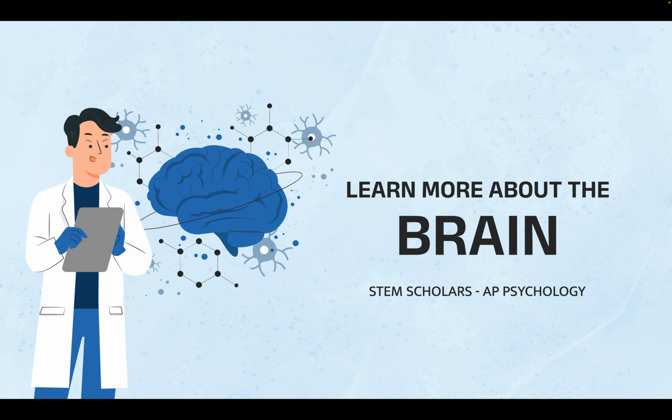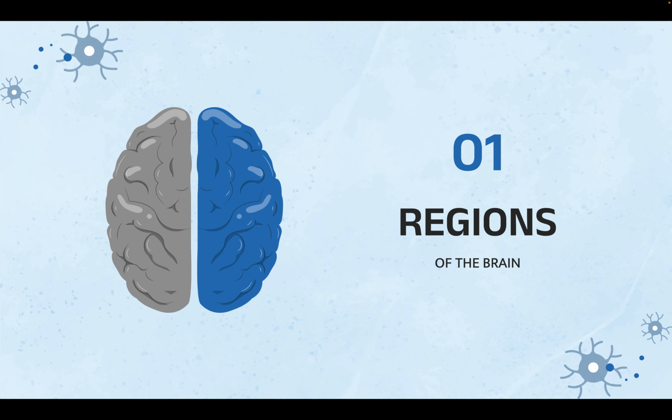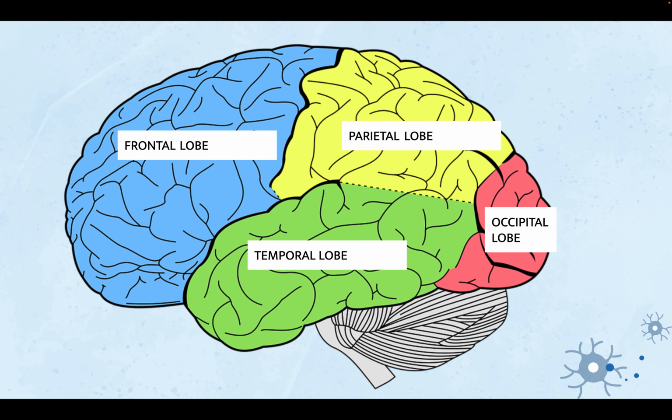Learning more about the brain. It's a topic that's pretty important when it comes to AP psychology and also neuroscience. Specifically, we'll be learning about the parts of the brain and their function. Let's start off with the regions of the brain.